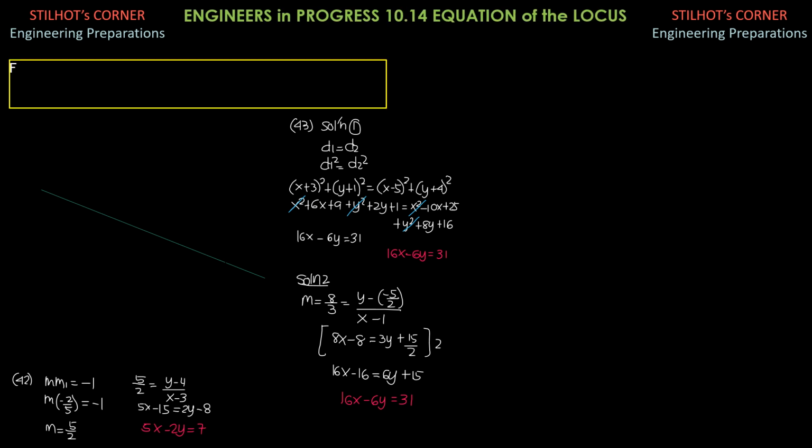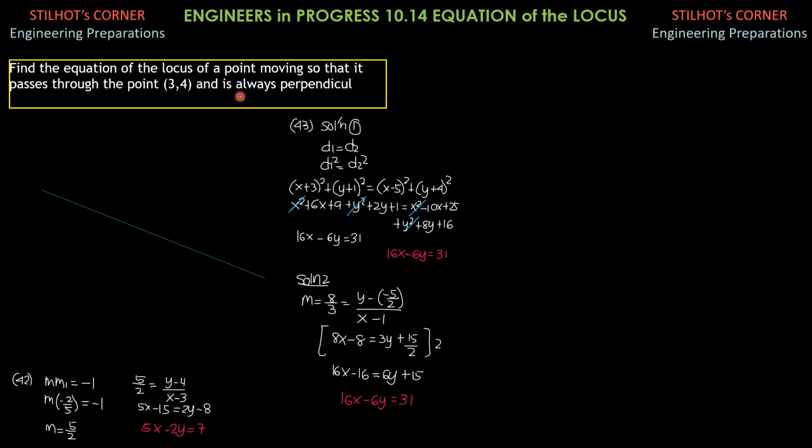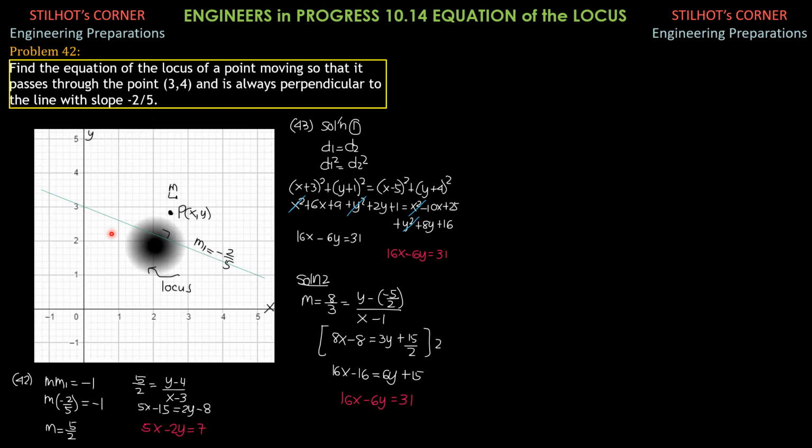So let's have problem 42. Find the equation of the locus of a point moving so that it passes through the point 3 comma 4 and is always perpendicular to the line with slope negative 2/5. Since it is always perpendicular to this line with this slope here, the locus is another line. So we estimate the slope of negative 2/5 first. This is the slope of a line with negative 2/5 as slope.